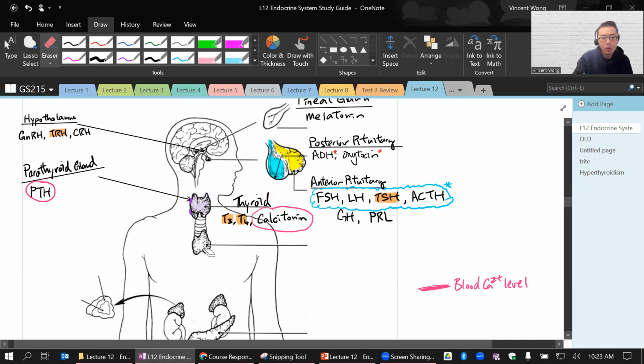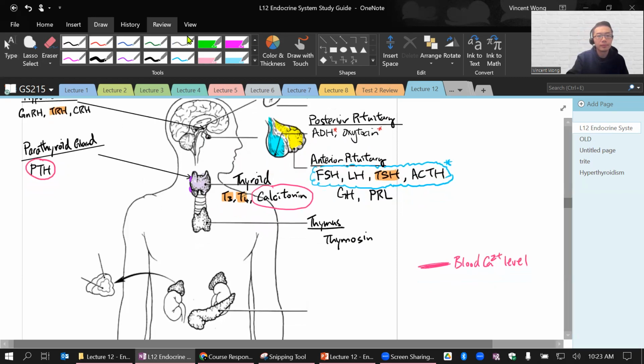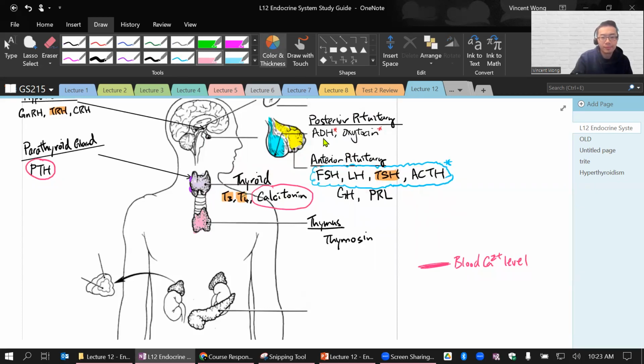Then below the thyroid, this is the trachea. You probably recognize that. And just in front of the heart, we have the thymus. Nothing too exciting here. We just have the thymosin for T cell maturation. No point coloring it. I'm just doing it for fun.